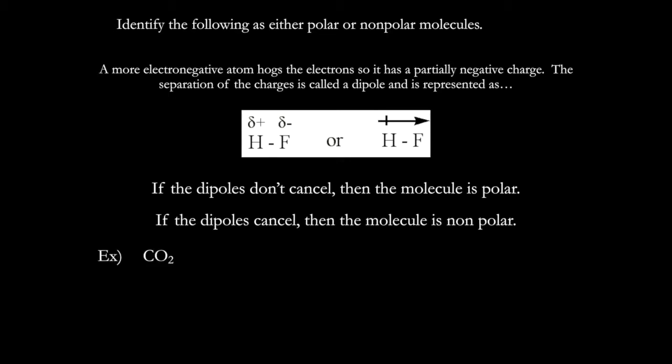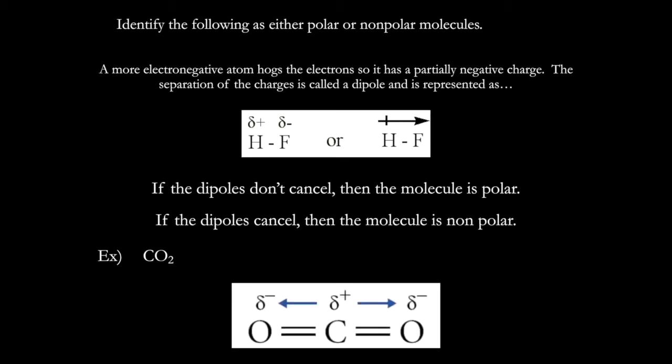Let's look at carbon dioxide. Now, if you draw the Lewis structure for carbon dioxide, it's going to have two double bonds, and therefore it is going to be a linear structure. Because oxygen is more electronegative, both oxygens are going to have a partial negative charge, and so the arrows are going to point towards the more electronegative atoms, towards oxygen. Since you have an arrow going to the left and an arrow going to the right, those dipoles actually cancel each other out, and as a result, the molecule itself is going to be nonpolar.